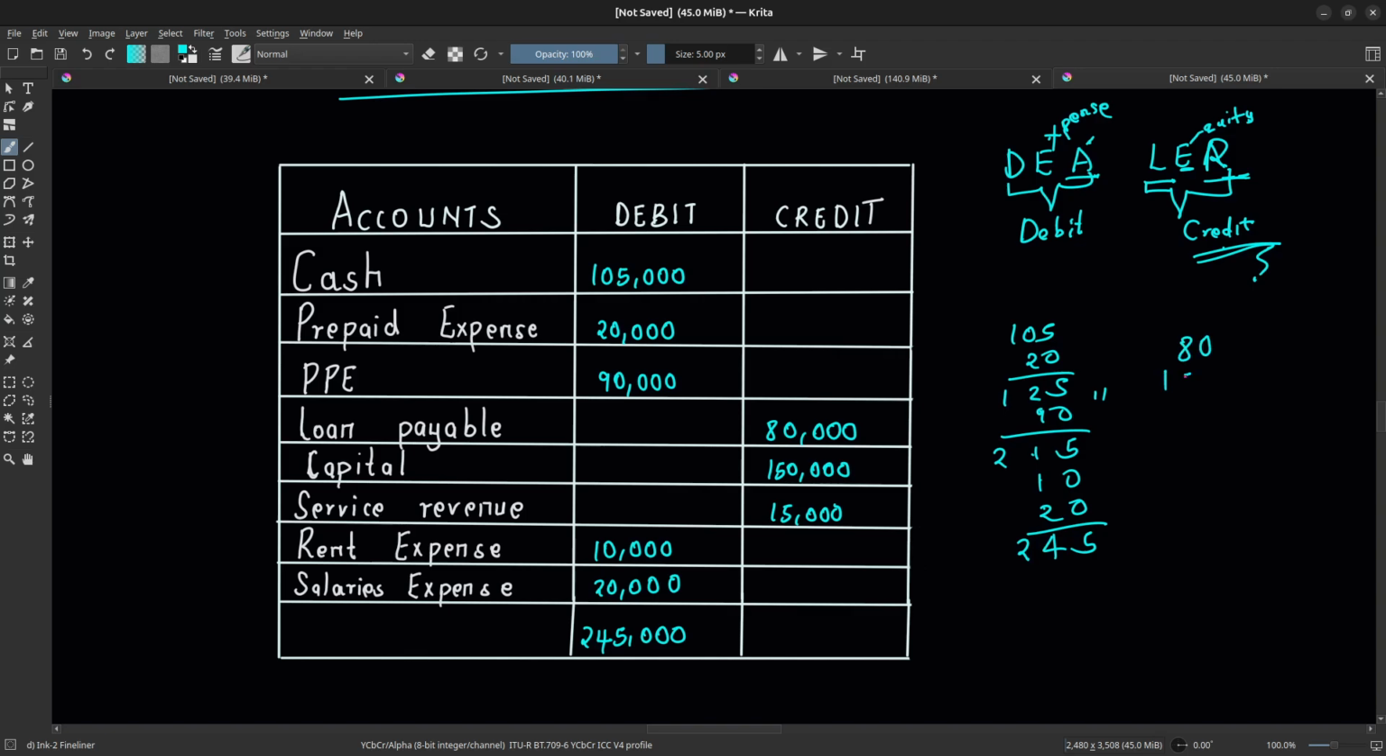Okay. Let's look at the other side. We have 80 plus 150. So that is 230 plus 15. So we'll have 245. So even on this side, we have 245. And that is how we know our trial balance is okay.